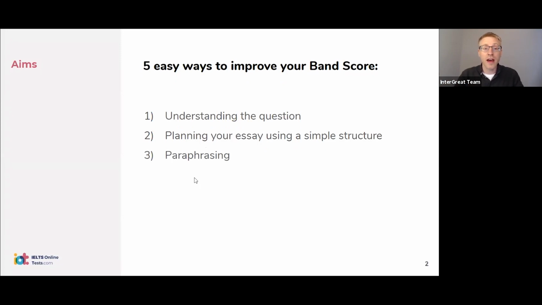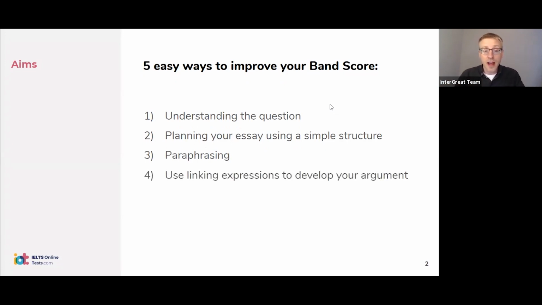We will look at a very important IELTS skill called paraphrasing. This is expressing the ideas in the question in different ways, using different language. Very important for IELTS writing, also for speaking, and it will help you with reading and listening as well.